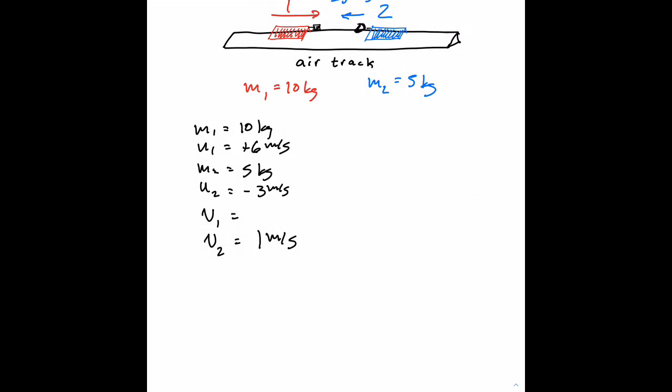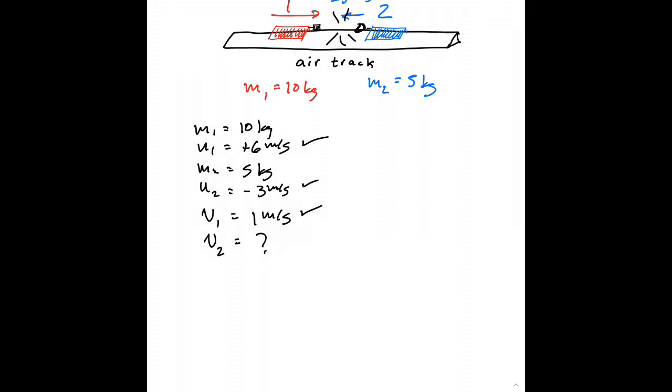So what's the final velocity of object number 2? Actually, let me change that. I changed my mind. Let's say the final velocity of object number 1 after the collision is 1 meter per second. So it was originally going 6 meters per second. The two blocks collide, or the two gliders collide, and then object number 1 continues to plow forward at 1 meter per second. Object number 2 was going -3 meters per second, so what's its motion after the collision?